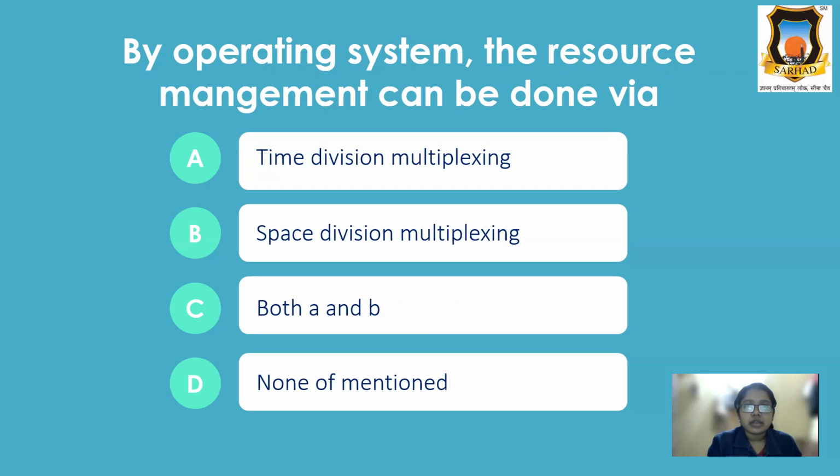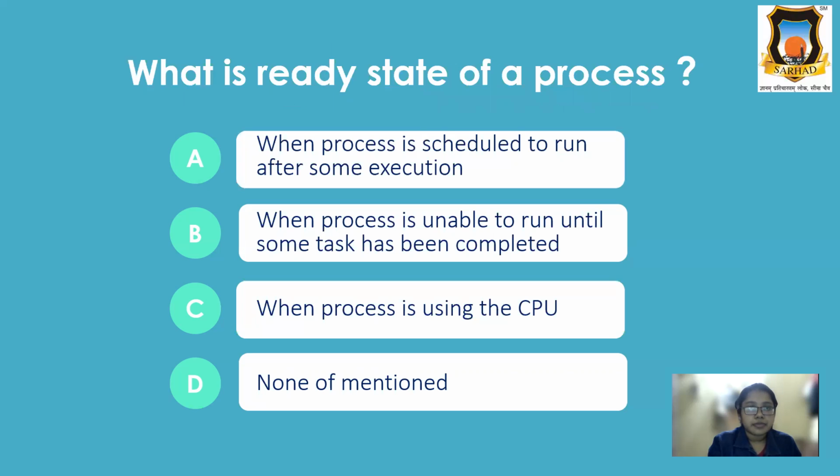By operating system, the resource management can be done via option A, time division multiplexing, option B, space division multiplexing, option C, both A and B, and option D, none of the mentioned. And the answer for this question is option C, both A and B.